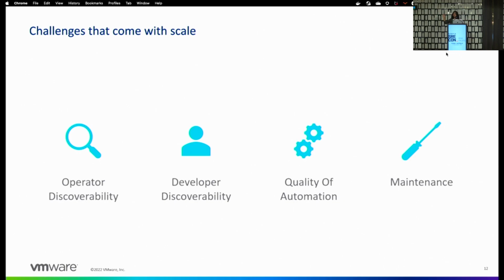When we talk about relevancy of automation, there are various challenges that define what it means for automation to remain relevant. For us, these are the main challenges. Operator discoverability: when an SRE on call comes to the automation platform to triage or respond to an issue and is looking for an automation, they should be able to find the right automation on time, because we all know the MTTR ticks. So we have to resolve the incidents as soon as possible.